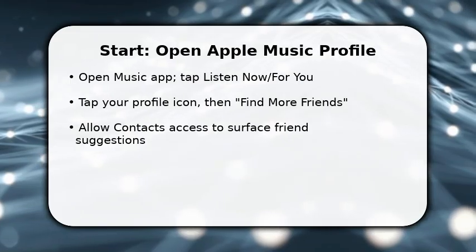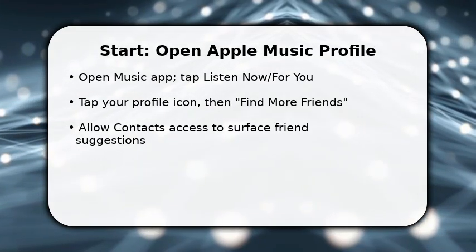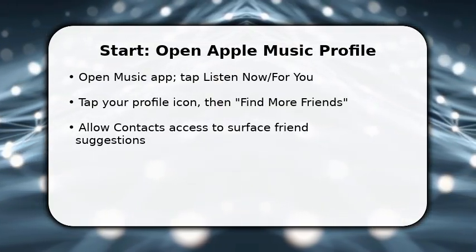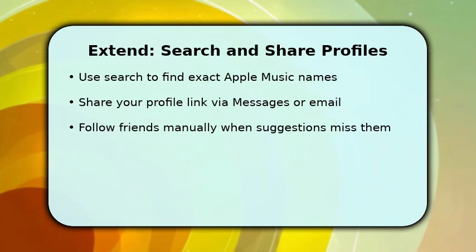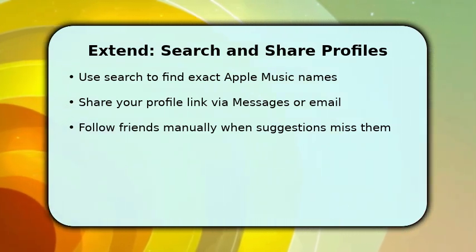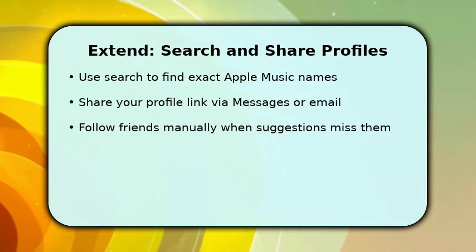You're not guessing. You'll see suggested friends based on your contacts. Tap Follow on people you want to add, and continue to the next steps to widen your list. Once done with contact suggestions, you extend reach by manually searching for friends' Apple Music names or their exact display names. This works when contacts matching fails.